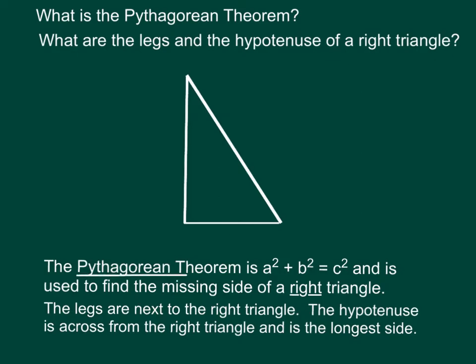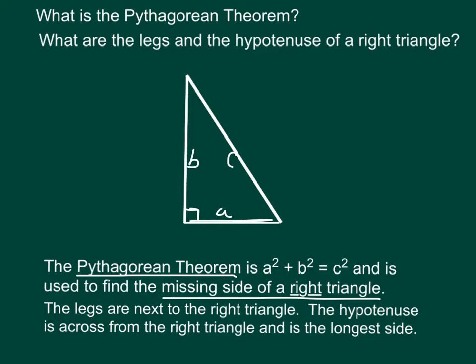The Pythagorean theorem is used to find the length of any missing side of a right triangle. Right triangles are usually marked with this little square right here. The sides of the triangle that are attached to that right angle are considered your legs, and they're usually marked with an A and a B. The other side is marked with a C, and it's called your hypotenuse, and it's always your longest side, and it is not connected to your right angle.